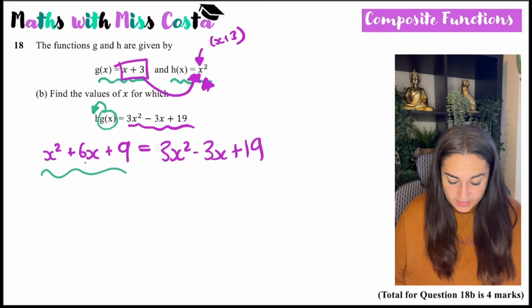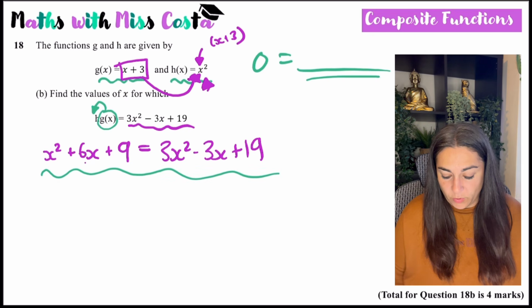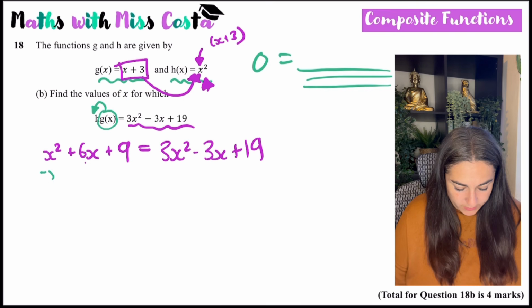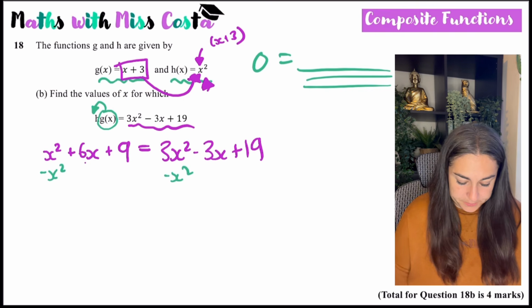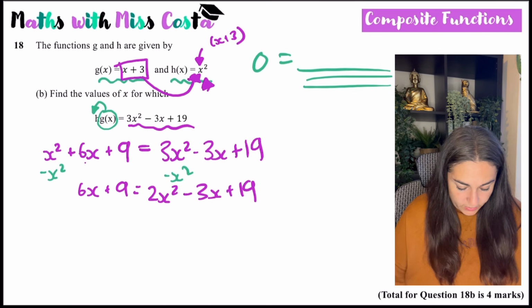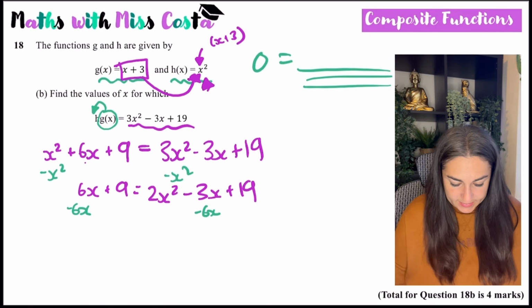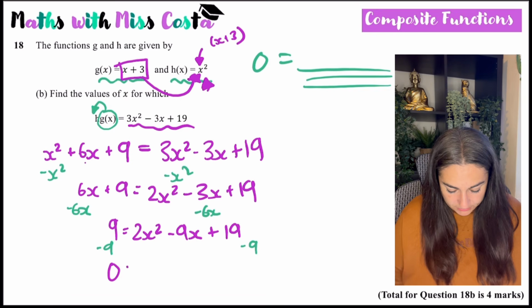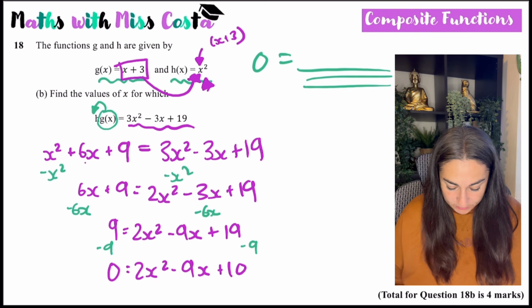I'm going to rearrange this so that I've got 0 on one side and the quadratic on the other. So first of all, I'm going to subtract x squared from both sides. So I'll be left with 6x plus 9 is 2x squared minus 3x plus 19. Then what can I do? I'm going to take away 6x. So 9 is going to equal 2x squared minus 9x plus 19. And the final part, I'm going to take away 9. So 0 equals 2x squared minus 9x, and 19 minus 9 is positive 10.